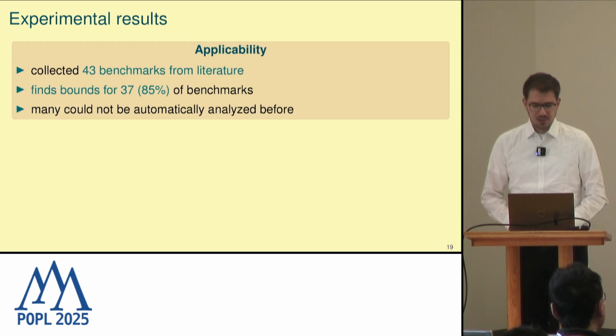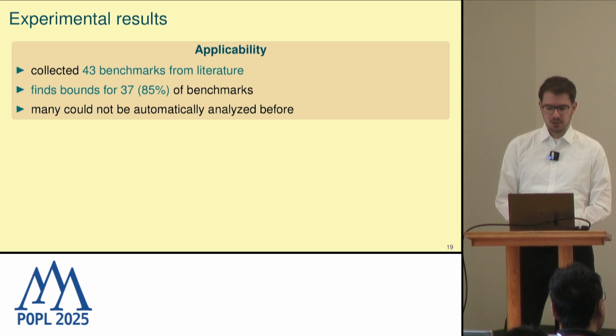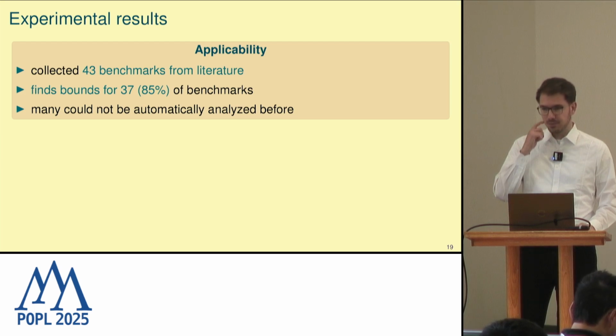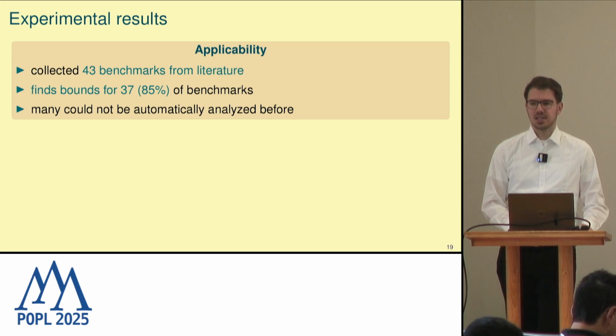We investigated the usefulness of the method more systematically. So we collected 43 benchmarks from the literature on probabilistic program analysis and added some of our own. And for 37 of those, so 85%, our geometric bound semantics can find an upper bound. And this includes many examples that could not be automatically analyzed before.